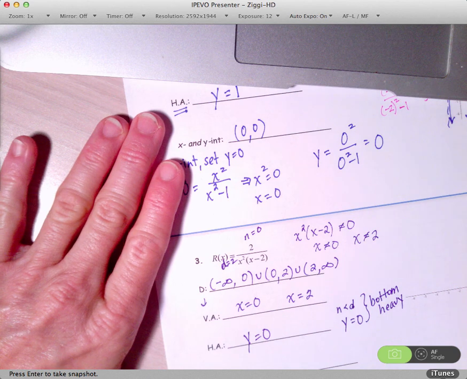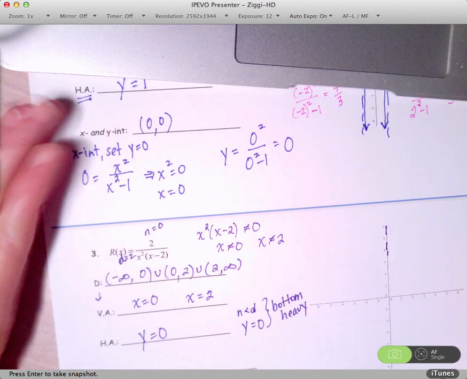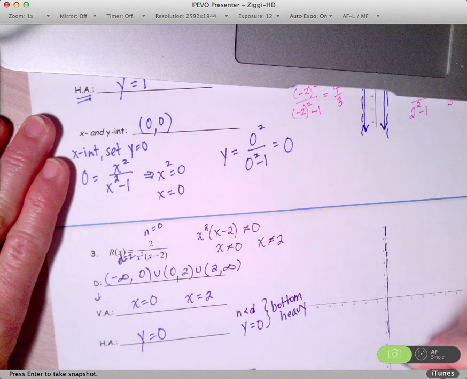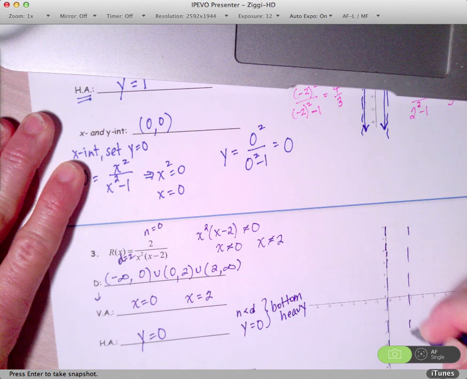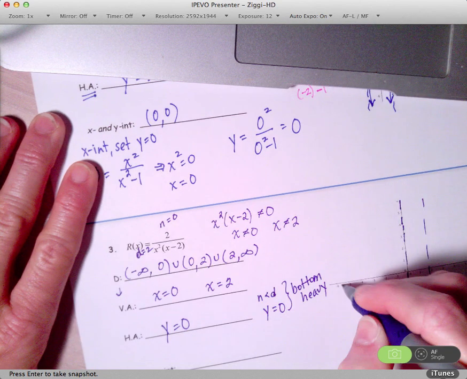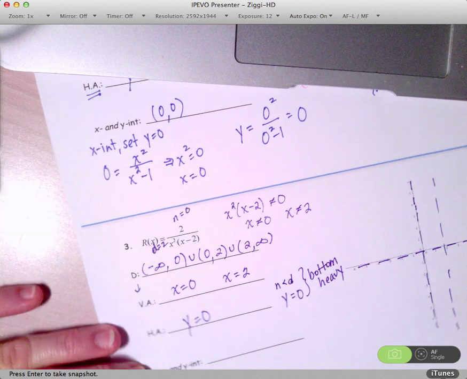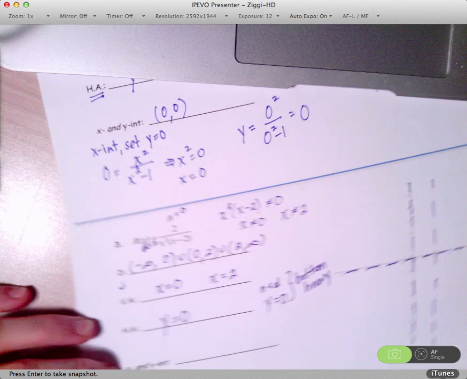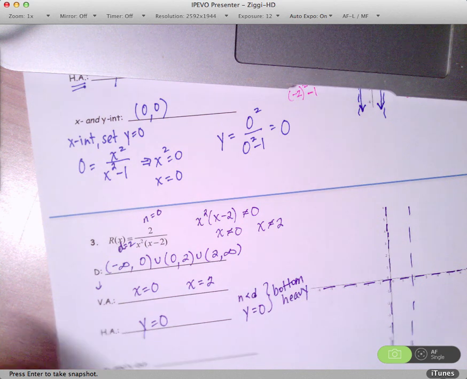So let's go ahead and put our asymptotes on. We've got one here, I'm off the screen. We have one here at x equals 0, one here at x equals 2, and then we have one here at y equals 0. Now we need to figure out where our curves are. So we are going to try to find the x and y intercept.